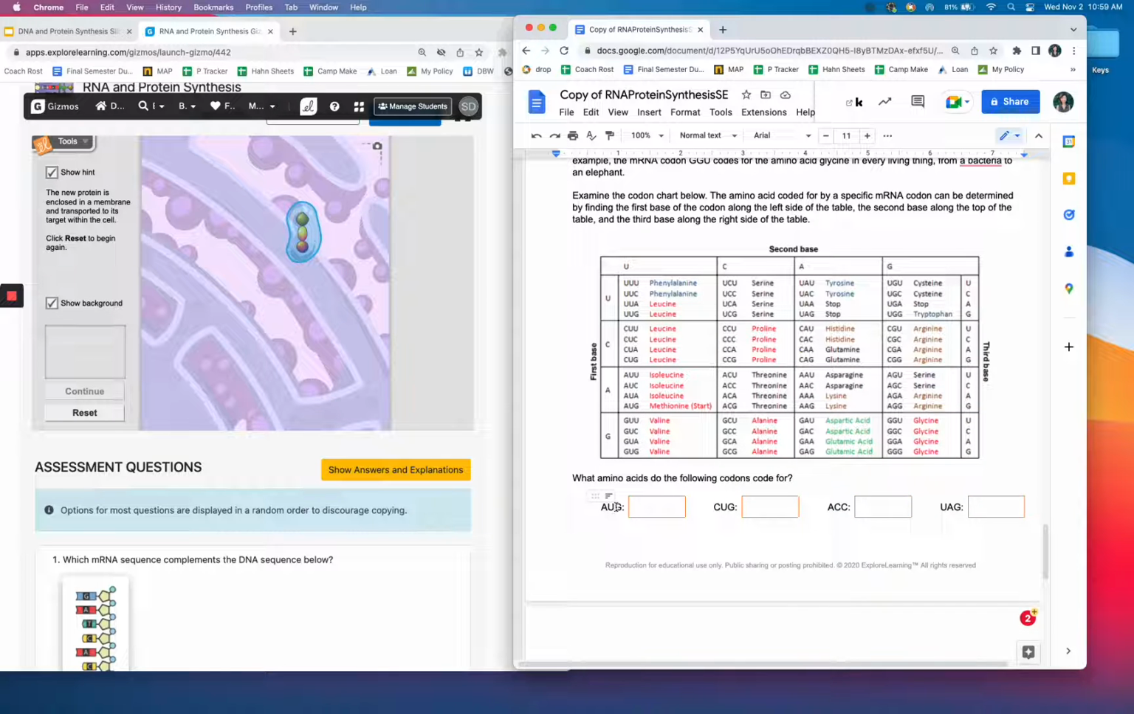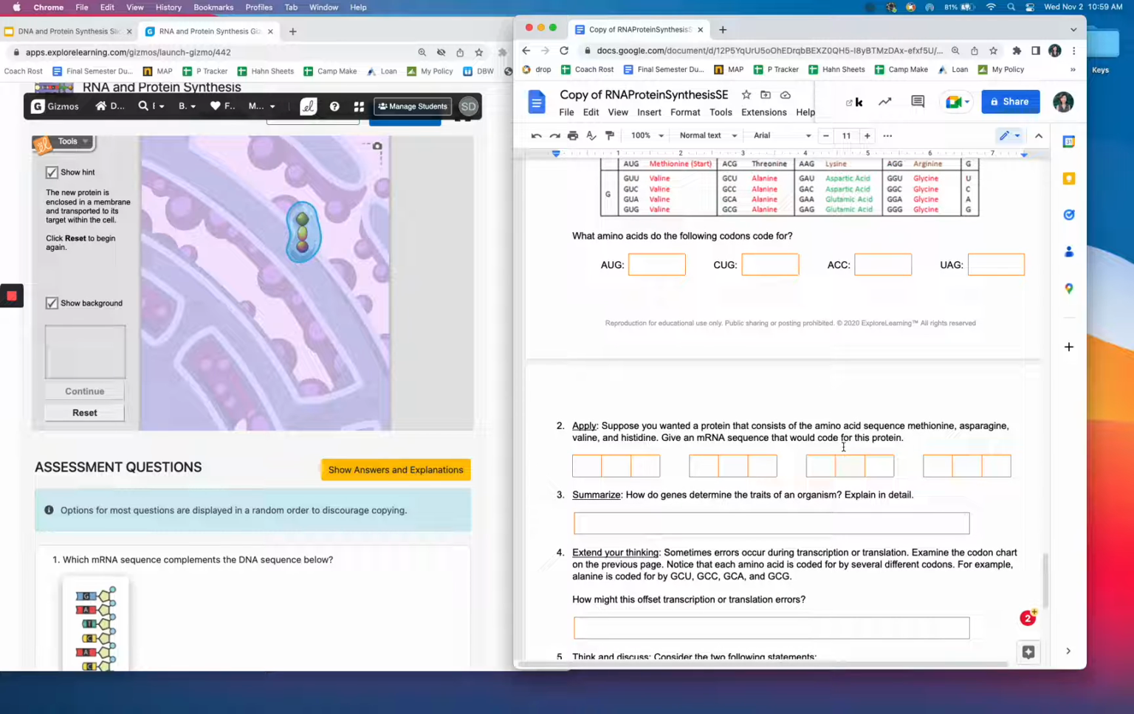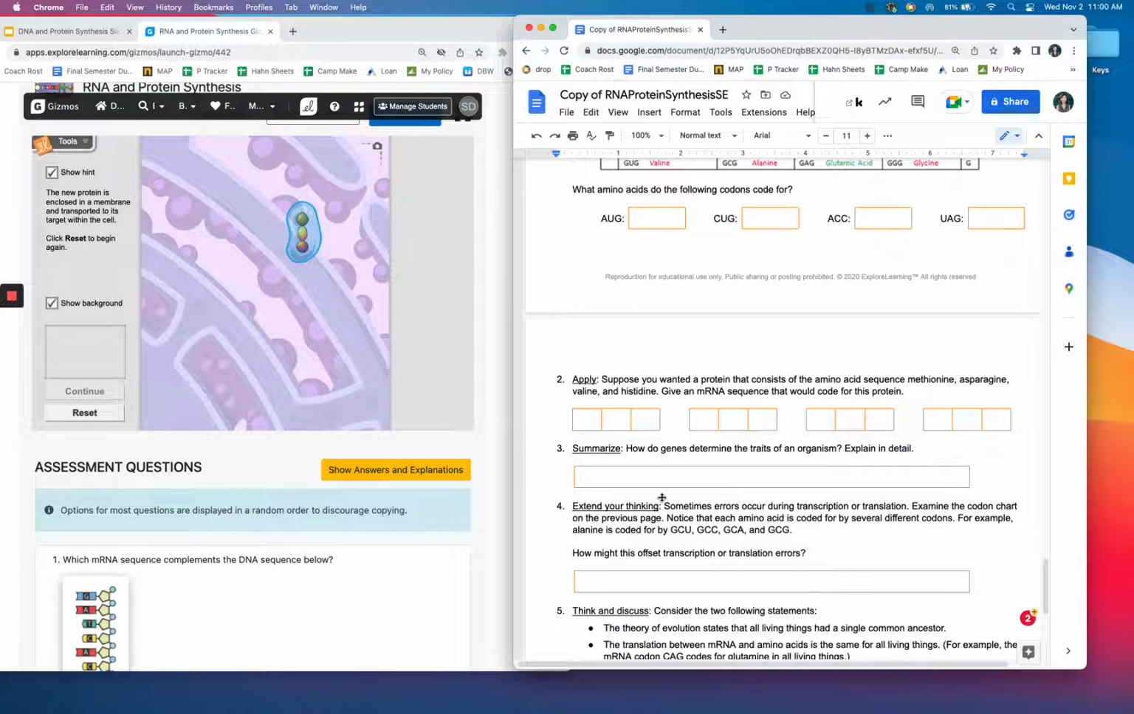So if we look, AUG right here, AUG brings the amino acid methionine, which is actually the start amino acid. It's kind of all the amino acids start with that one. And so you'll put methionine, or you could put meth. CUG, you're going to look that up and see which amino acid does that bring. And then this is the opposite. If you wanted a protein that was going to be methionine, asparagine, valine, and histidine, what is an mRNA sequence that would code for that? Go ahead and answer this question.